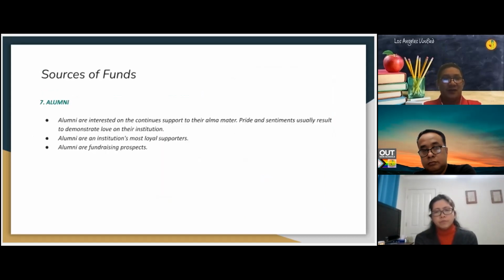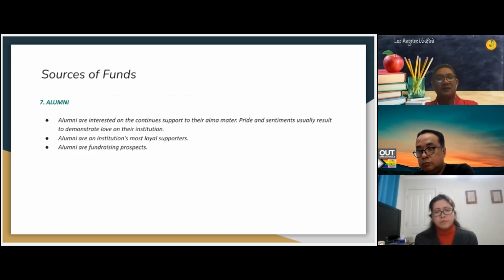So number 7, for the source of fund, are the alumni. Alumni are interested in continued support for their alma mater. Pride and sentiments usually result in demonstrating love for their institutions. Alumni are an institution's most loyal supporters.